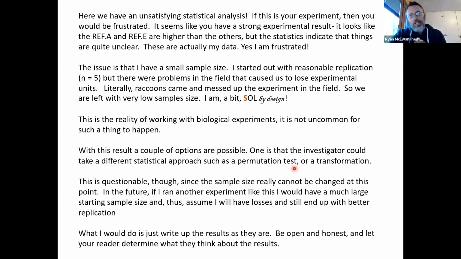Maybe you could do a permutation test or transformations. I mentioned that before. It's questionable though. You've got the small sample size. You can't change it. It is what it is.